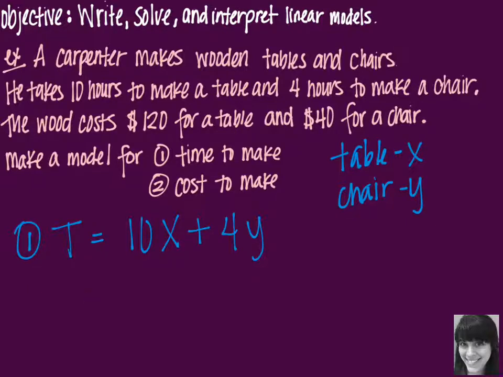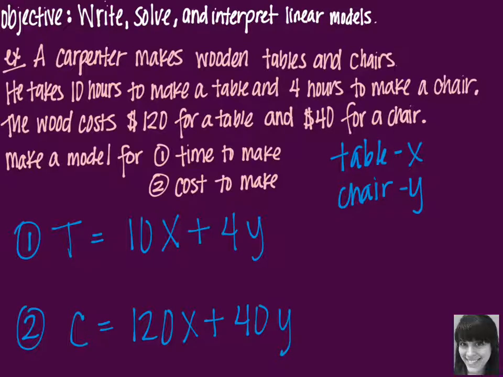And then 2 wants us to find the cost, or make a model for the cost. So $120 per table, and then it's $40 per chair. So these are the 2 models, right? Time and cost. So that was simple enough, right?